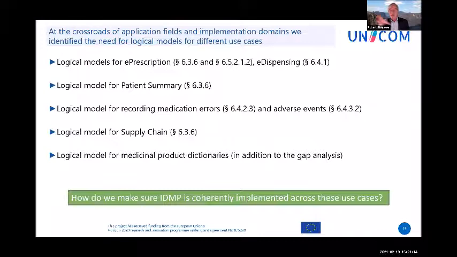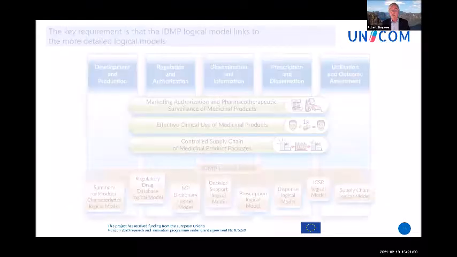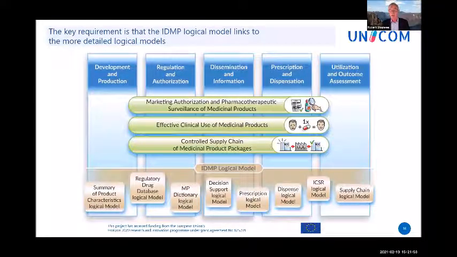In the overall picture you could identify 15 different crossroads, but if you really look at it, e-prescription and e-dispensing are 2 different processes. So there might be even 2 different models there as well, even though it's the same point at the crossroads of the implementation domain and the application fields. So how do we make sure that it's really done in the right way and in a coherent way, so that the information can be used throughout the whole landscape? That's our key concern, and that's where the IDMP logical model comes in.